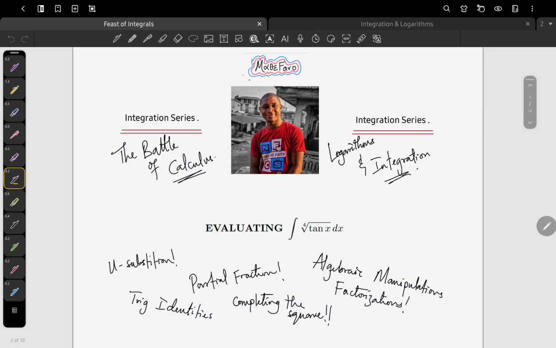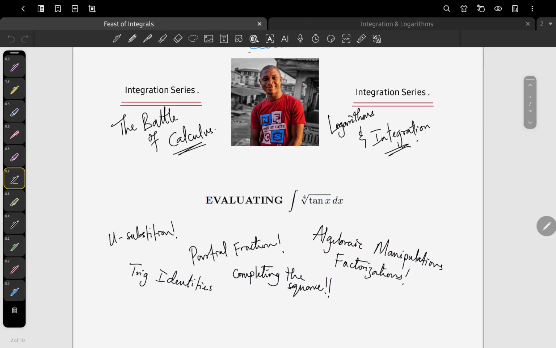In this video, we shall continue our exploration of the integration world, and in particular, we shall try to evaluate the integral of the fourth root of tan x. It's going to be a long video, so prepare mentally because it packs a whole lot of different parts of mathematics. Use substitution, partial fractions, trig identities, and different sorts of algebraic manipulations. Without wasting further time, let's get right into it.